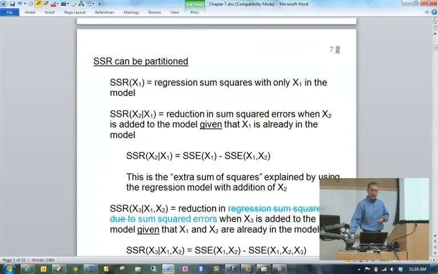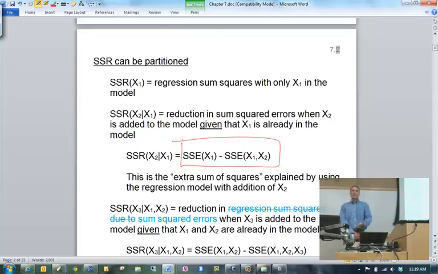Now, where we can use that information is to help measure the contribution that x2, in this case, has to your model if x1 was already in it, by simply subtracting the two. This is going to be a number that's greater than or equal to 0. So if x2 was very, very beneficial to the model when x1 is already in it, is this value going to be small or large?